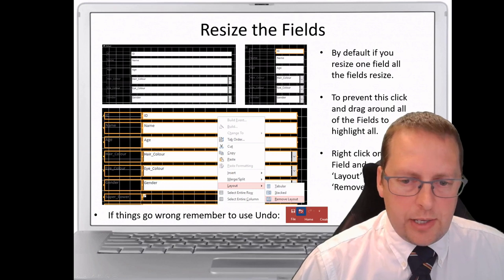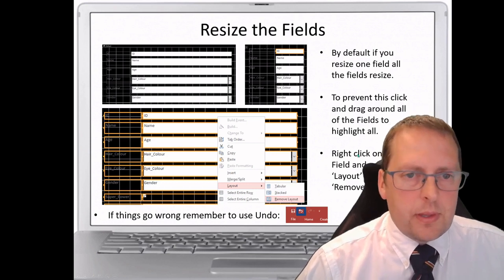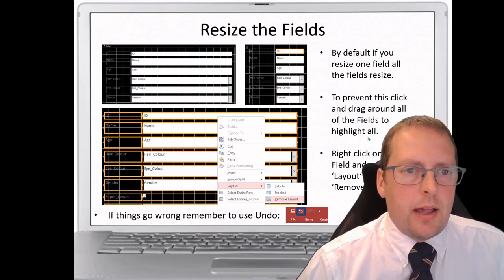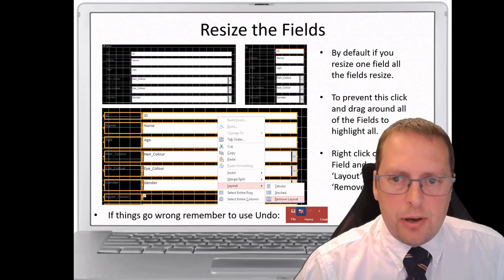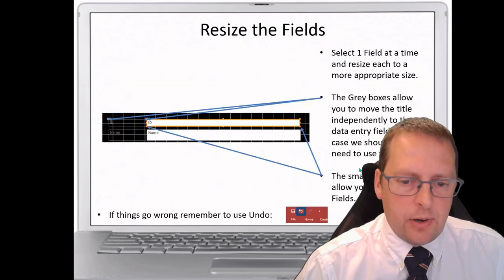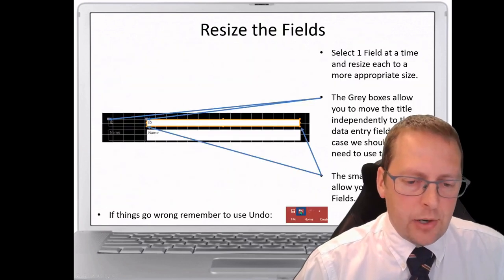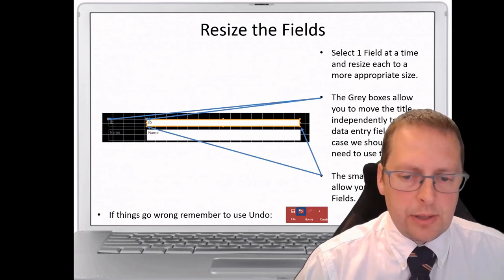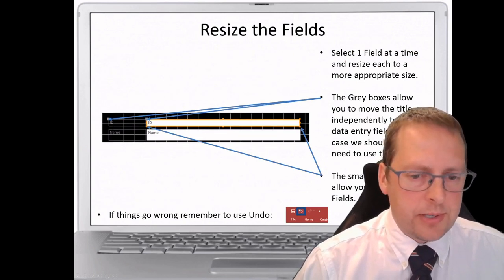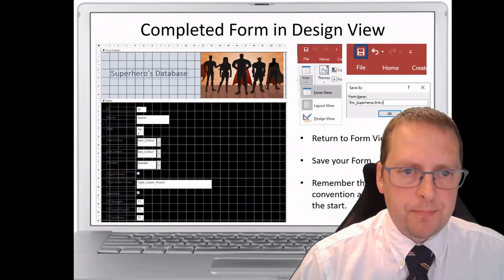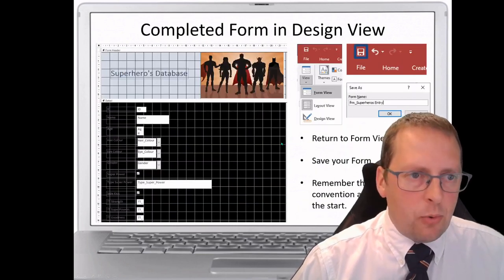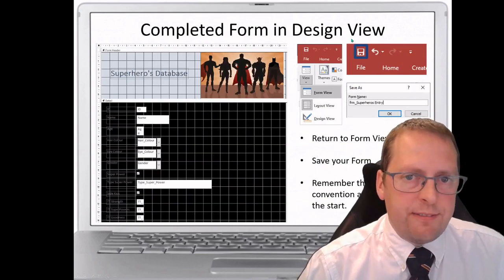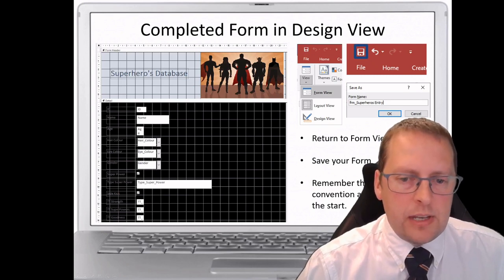So next stage is looking at after we've resized. If you do make any mistakes, a little handy hint here, you can always go back, edit, undo, just to go back a stage, and then you can sort things out. So that's absolutely fine. We've now got our completed form in design view, and we need to save that.